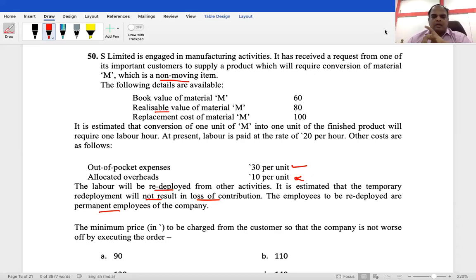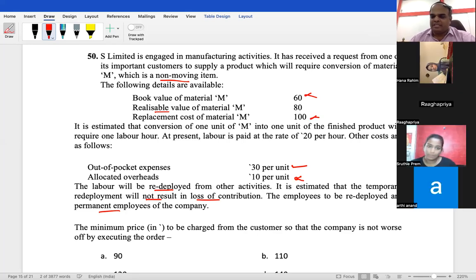Okay. Now, first of all, it's a non-moving item. Am I right? In case of non-moving item, book value is not relevant. We are not going to replace because this is a non-moving item. We are not going to repurchase. That is also not relevant. So one and only relevant cost is what? If I am going to sell, then 80 rupees I can get. That's a relevant cost. Right?